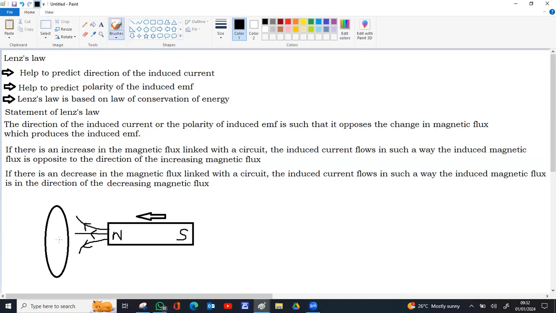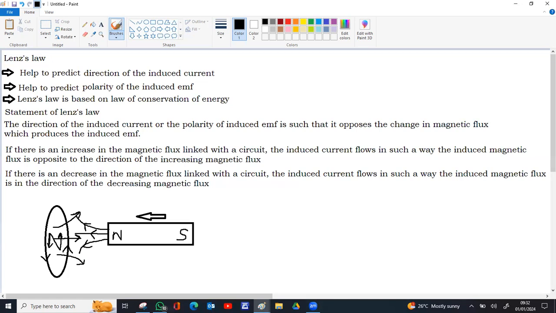That means the induced magnetic flux has to be in the opposite direction, towards right, as the existing or the increasing magnetic flux is towards left. So the coil must produce a magnetic flux in the opposite direction. If the magnetic field lines come out from a system, that acts like a north pole. For this right face of the coil to act like a north pole, the current must be flowing in the anti-clockwise direction.